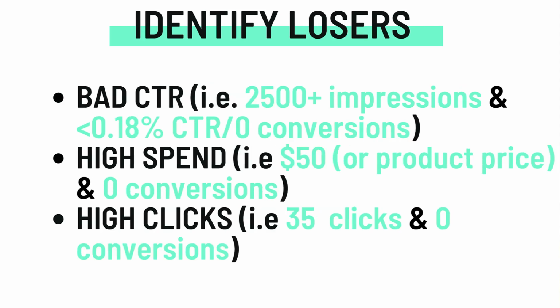We also want to identify losers as part of our bid optimization. So if it's got a bad click-through rate, let's say it's got 2,500 impressions, so it's been served up to 2,500 plus people, and it's got a click-through rate of less than 0.18%. Again, you can select your own depending on your own criteria, but usually less than 0.2 is not great. And it's got 0 conversions, that's probably a bad word. We can probably negate that and add that to the no-fly list, so to speak.